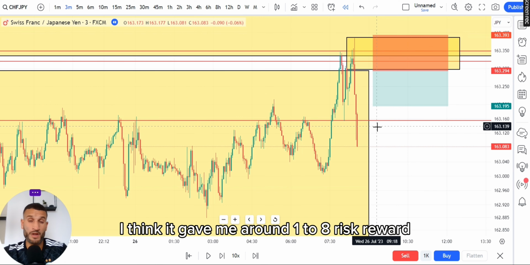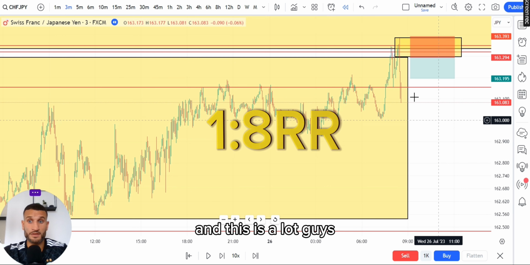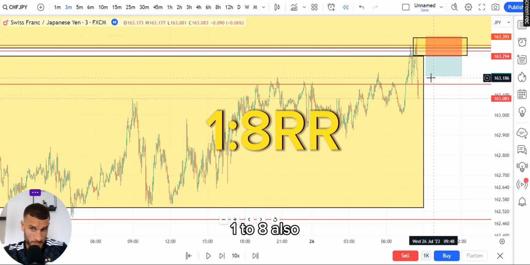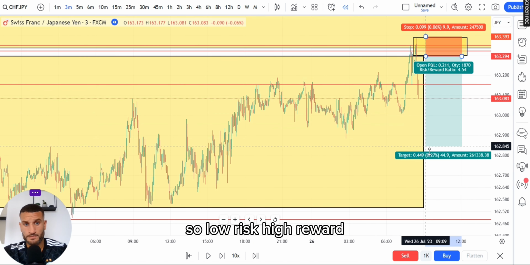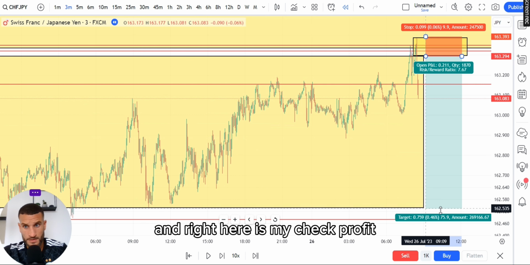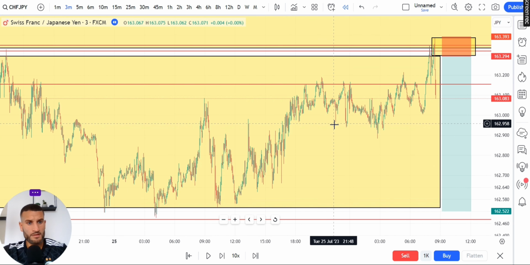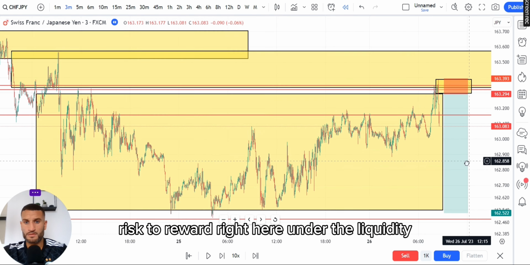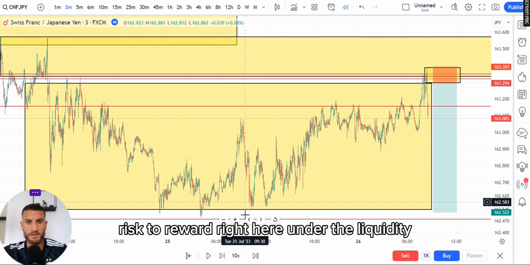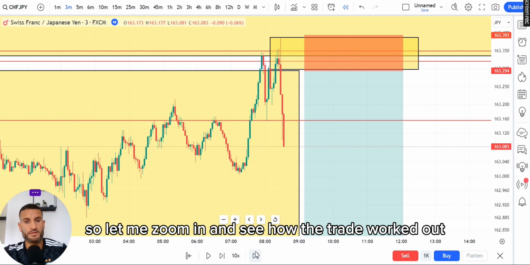I think it gave me around 1 to 8 risk to reward, and this is a lot, guys. 1 to 8 also. So low risk, high reward. And right here is my take profit. So yeah, around 7.8 risk to reward right here under the liquidity. So let me zoom in and see how the trade worked out.